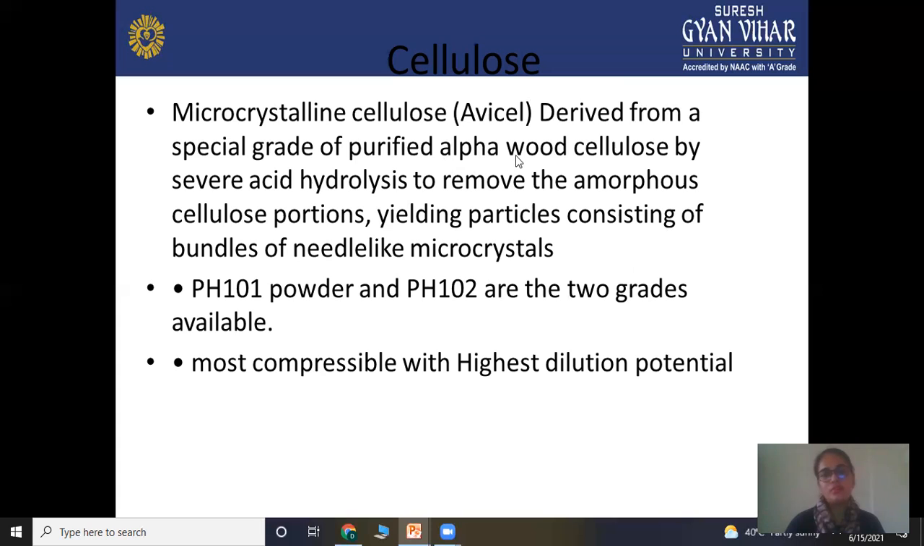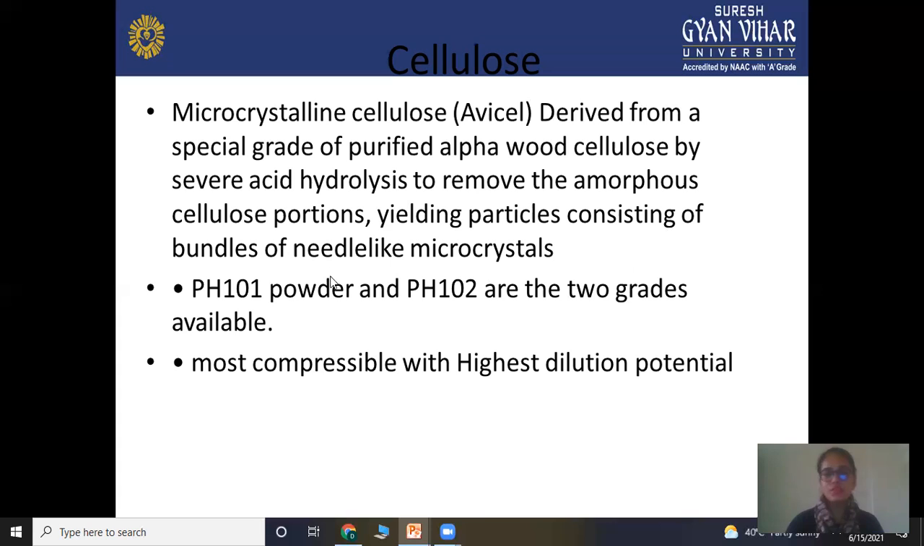Alpha-wood cellulose is one of the grades of Avicel. Avicel is mainly prepared by acid hydrolysis, a process to remove the amorphous cellulose portion, yielding particles consisting of bundle-like microcrystals. In the final step, the microcrystal structures are formed.